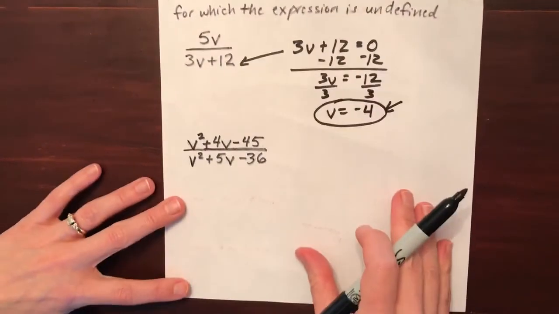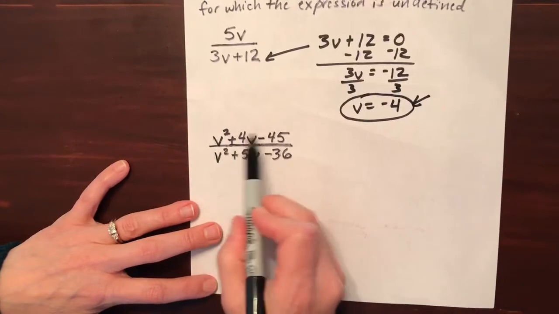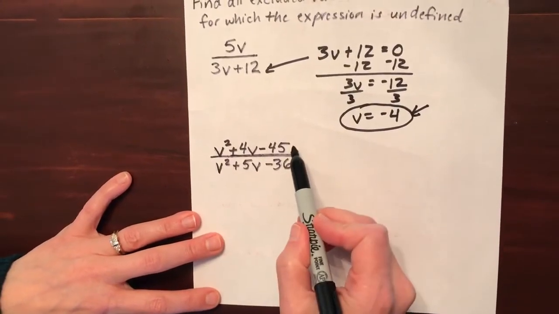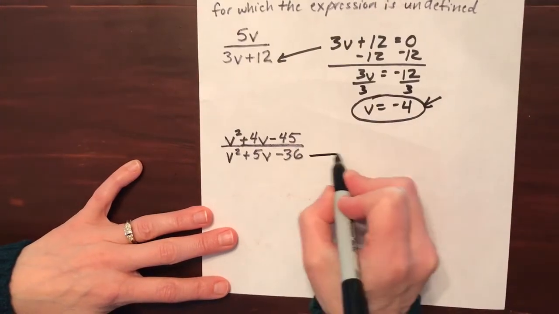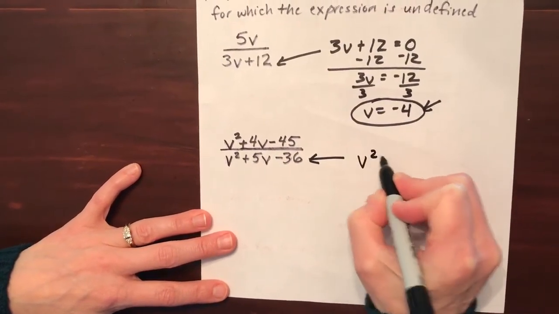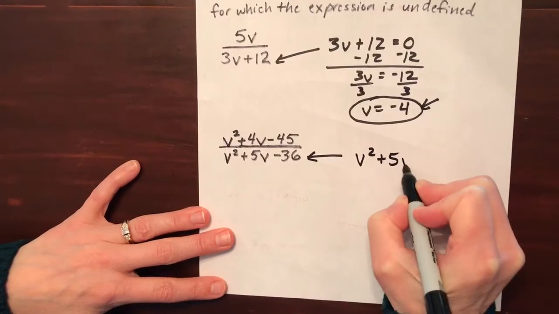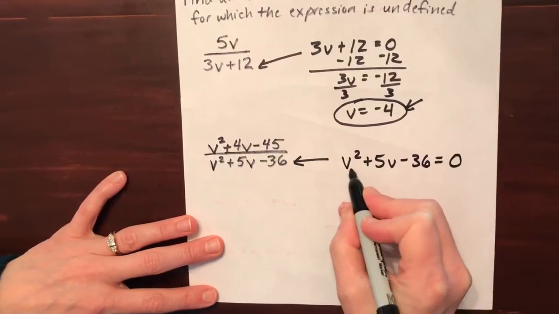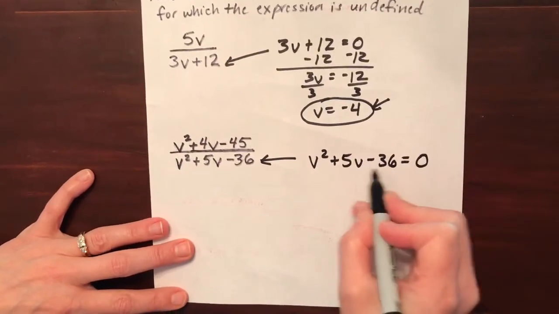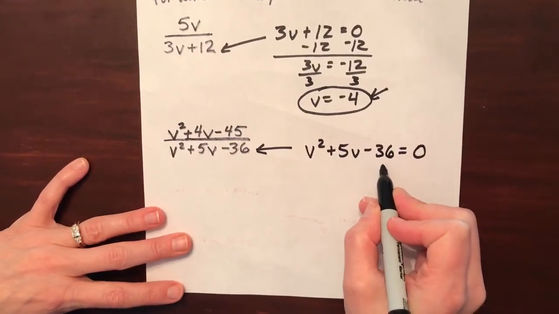Let's try a second example. When I look at this problem, I'm not concerned with the numerator at all. I just want to know, when will that denominator be equal to 0? So v squared plus 5v minus 36 equals 0 when? Since this is squared, that means I need to factor to solve for the v.